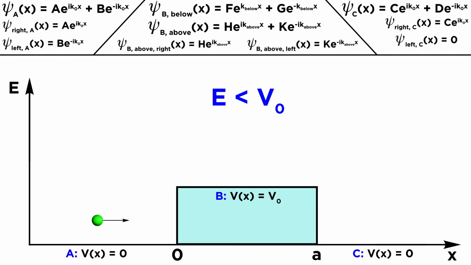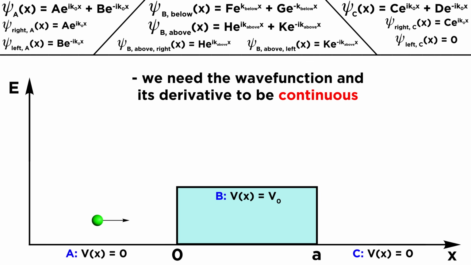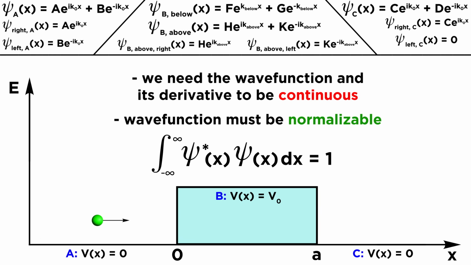So let's look at a particle with an energy that is smaller than V0 by applying the boundary conditions to get the constants as well as the solution to the Schrodinger equation. So just like with the particle in a box, we need to find the conditions under which the wave function and its derivative are continuous over the spatial domain where our problem is defined. The wave function must also be normalizable, meaning that the integral over the relevant domain of the wave function times its conjugate must equal 1.